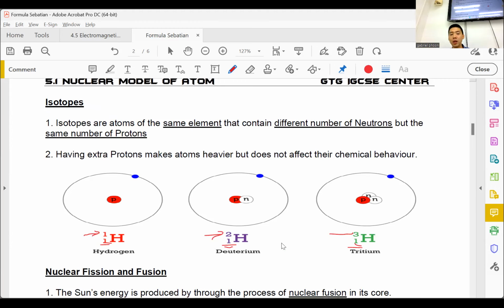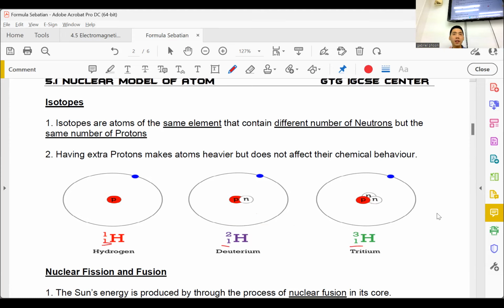Okay, for example, today, if you see this here is one example of isotopes, you will see that they all have the same proton number. They have one proton, one proton, one proton, but they'll all have different nucleon number or neutron number. For example, this one has no neutrons, this one has 1 neutron, and this one has 2 neutrons. In your exam, right, they love to ask you to define what an isotope is.